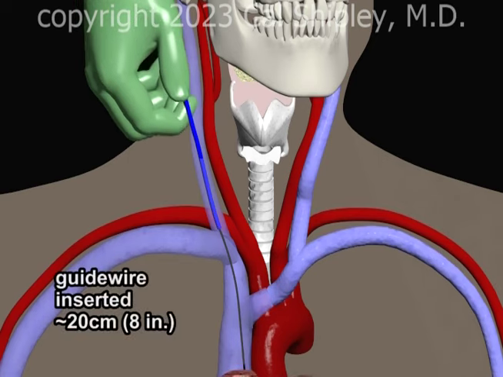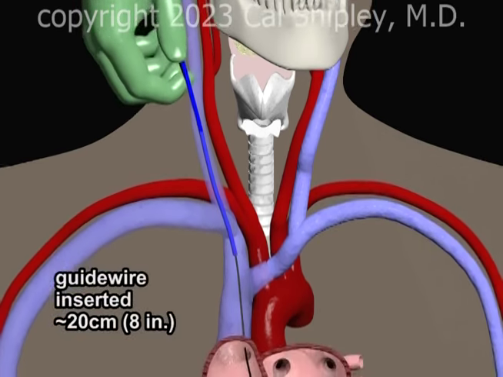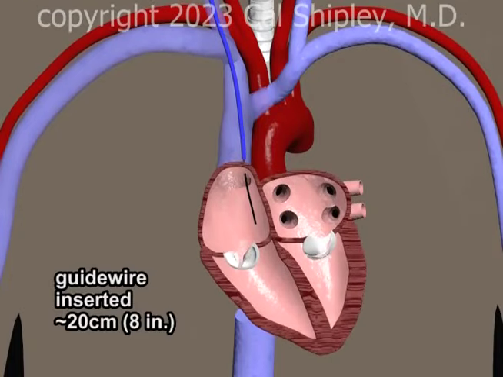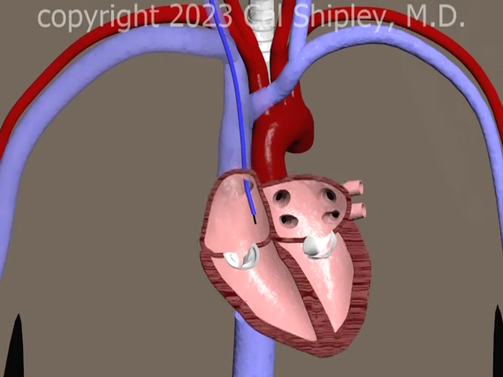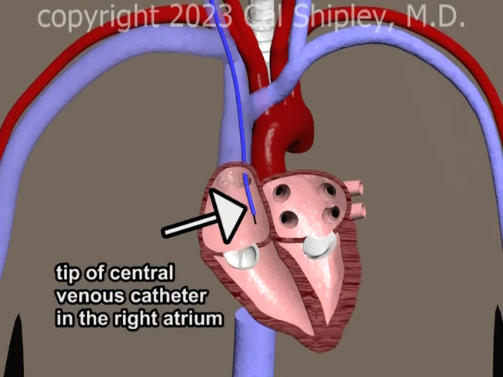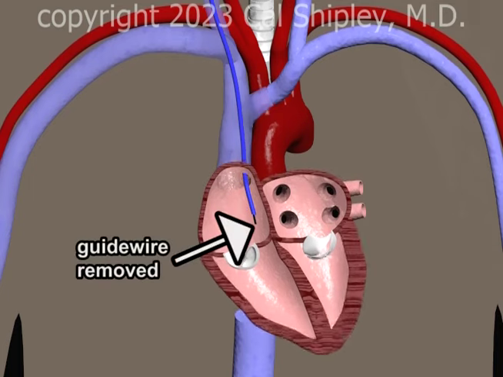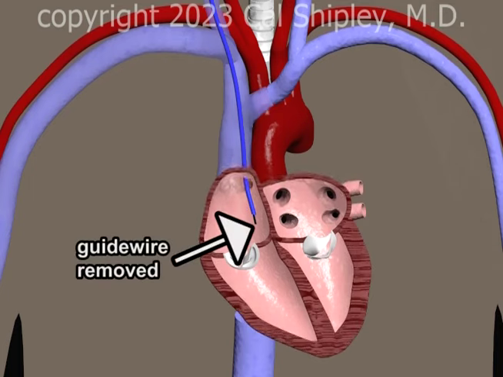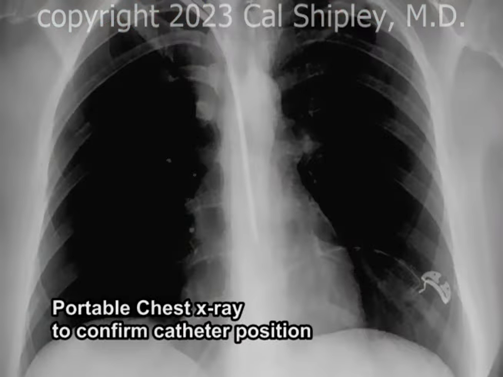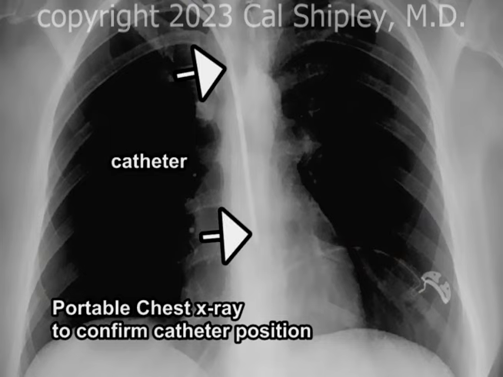As mentioned previously, in an adult, the catheter is typically inserted approximately 20 centimeters so that the tip lies within the right atrium of the heart. With the catheter in place, the guide wire is withdrawn. Typically, at this stage, a portable chest X-ray is performed in the procedure suite to confirm that the tip of the catheter is within the right atrium.